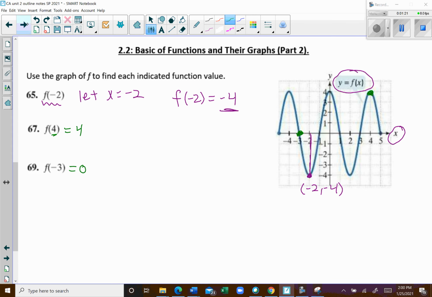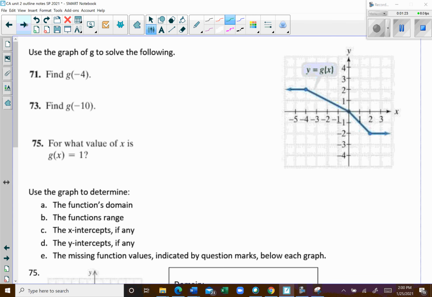Okay, I got another graph. We have some similar questions here. So they call it g of negative 4. Our function is right here, y equals g of x. So just function notation, same thing as y. So let's see, g of negative 4, when x is negative 4, y is 2.